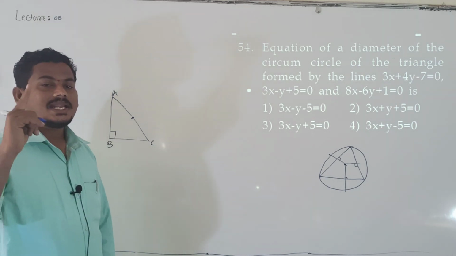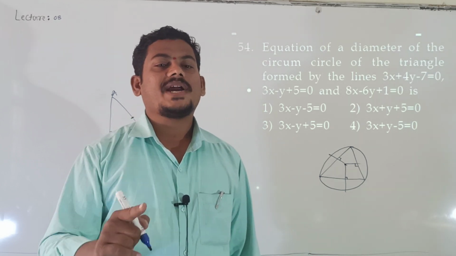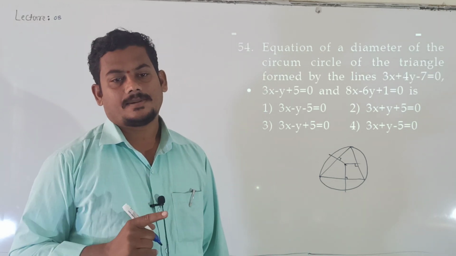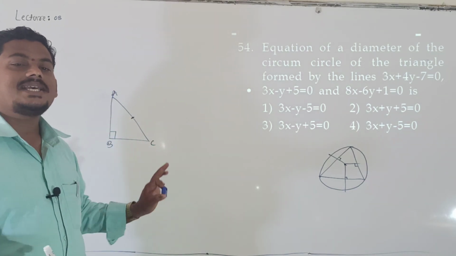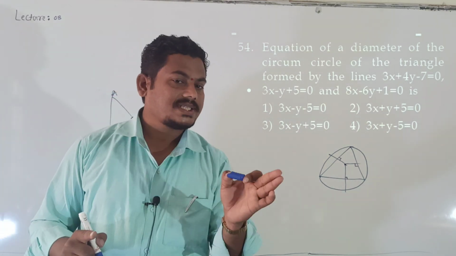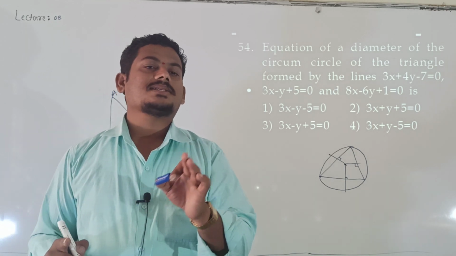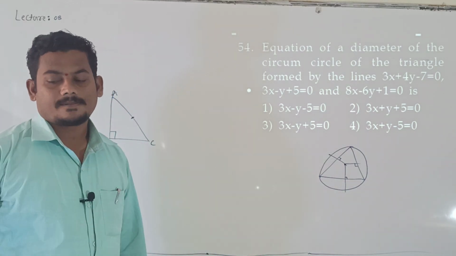Remember, in a right angle triangle, the circumcenter lies on the midpoint of the hypotenuse side. Orthocenter: the right angled vertex is the orthocenter. Right?